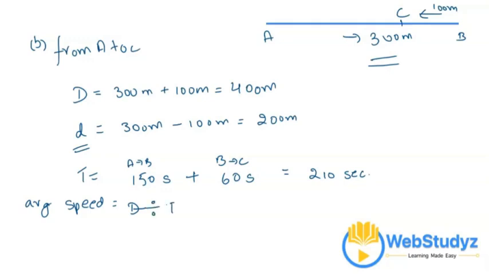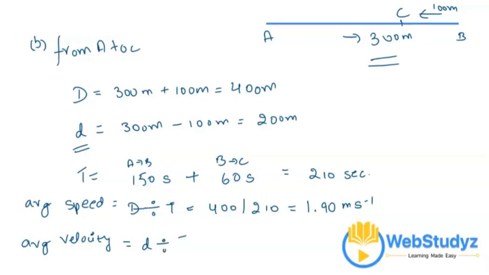divided by total time taken, that is 400 divided by 210. On doing mathematical calculations, we get the answer as 1.90 meter per second. Now, to calculate the average velocity, we will make use of net displacement divided by total time taken.